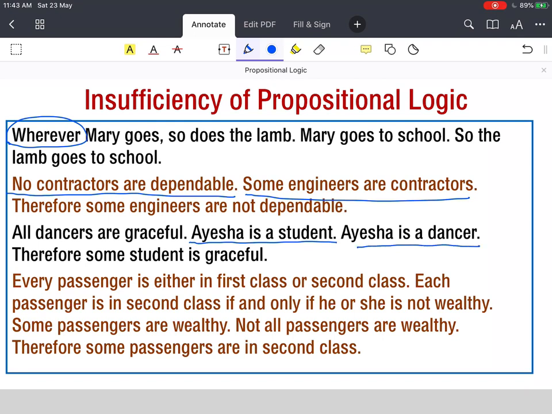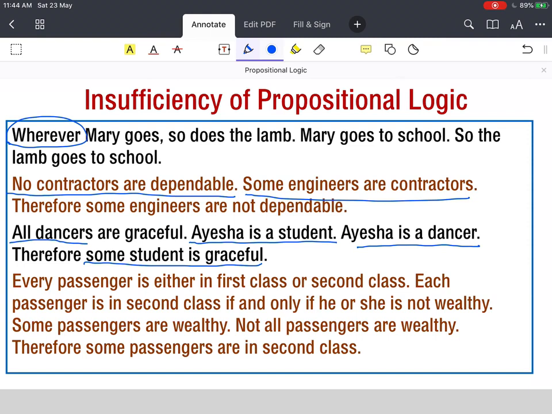All dancers are graceful. Ayesha is a student. This can be done in Boolean logic. Ayesha is a dancer. This also can be done in Boolean logic. But all dancers are graceful. Therefore, some student is graceful. These two parts cannot be done in propositional logic.